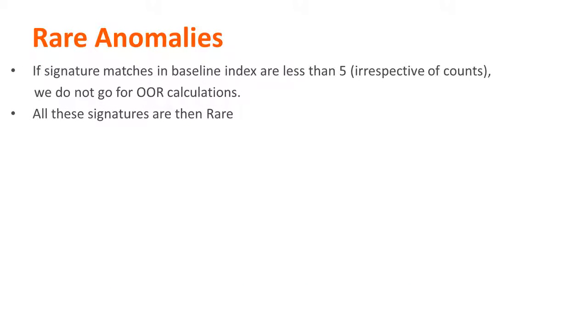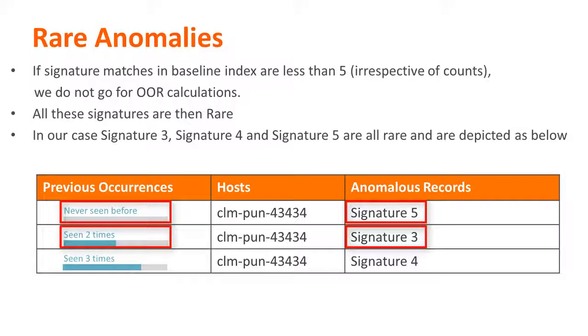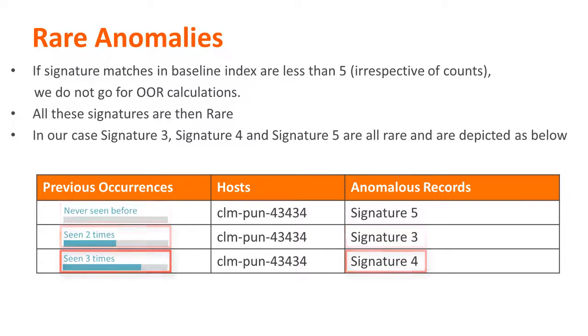Rare events occur when the signatures from your search query have occurred less than 5 times in a given time period. Rare events are those that are considerably different as compared to the rest of the data. For example, suppose we are monitoring logs that provide information about the features that are mostly used or least used in an application. Rare events can provide you this insight. In our example, signature 5 has never been seen before. Signature 3 was seen 2 times and signature 4 was seen 3 times respectively, and is depicted as shown in the graphic.